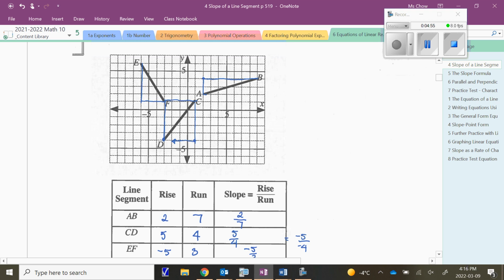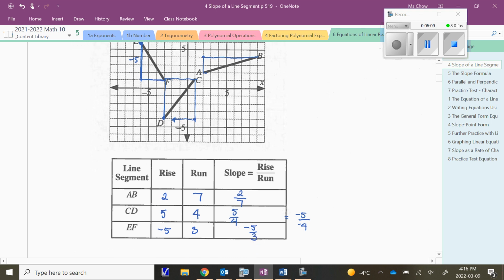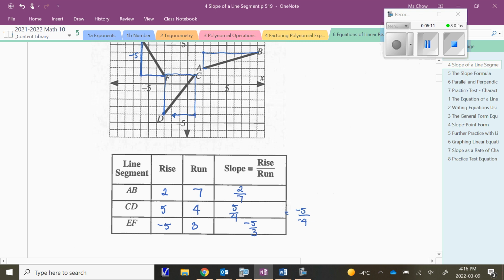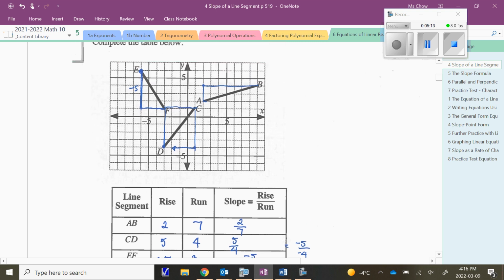If I'm looking at EF, so again, going from left to right or from E to F, my rise, I'm going down 5, so that is -5, and then to the right 3, so my slope is -5/3. Okay, and so again, you can see CD and AB are both going up to the right, so that's why those slopes are positive.